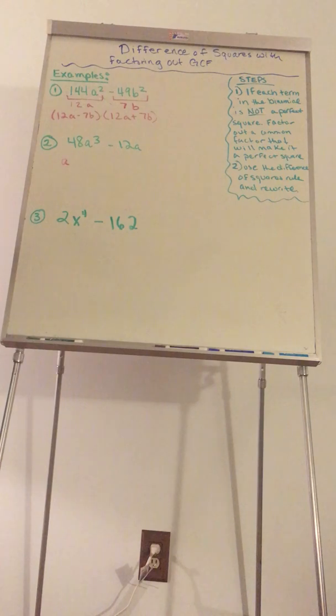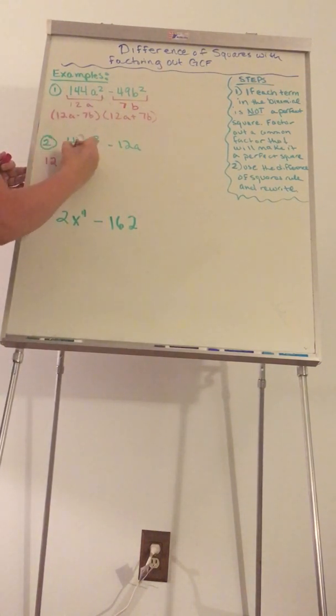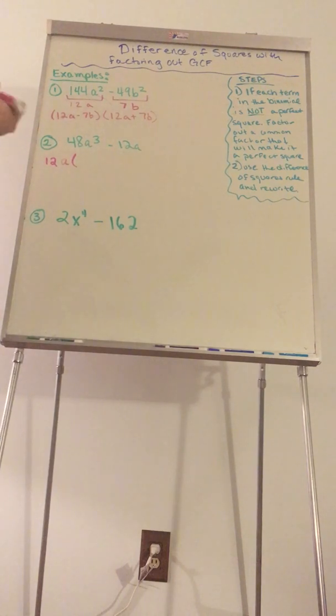Then I know that they're both divisible by 12. If I divide 12 by 12, that leaves me with 1. That is a perfect square. And then 12 goes into 48 4 times. That's also a perfect square, so that's what I'm going to use. I'm going to factor out a 12a, which also happens to be the greatest common factor in this case.